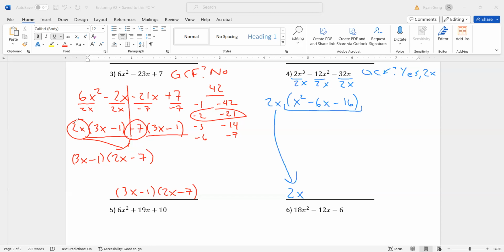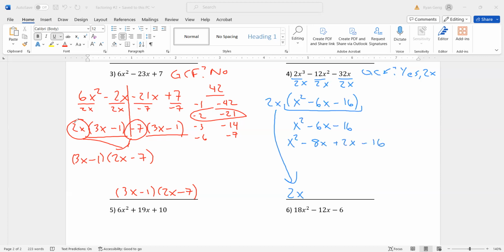Two numbers that multiply to negative 16 and add to negative 6. Why do I not need to worry about multiplying a times c here? Well, because a is 1. 1 times negative 16 is negative 16. What are the two numbers? It would be negative 8 and 2. And I'll show you that you can group, even when a is 1, you could group them. Negative 8x and 2x.